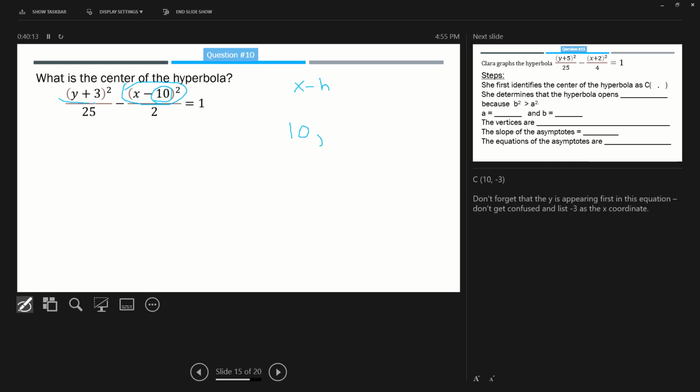And then we're going to move over here where the y is. And this should be in the form y minus k. Well, I don't see a minus. So k is going to need to be a negative 3, because when you subtract a negative 3, that becomes y plus 3. So we'll put that negative 3 right here. And this is the coordinate of the center of our hyperbola. Don't forget the y is appearing first in this equation. So go here to find the x coordinate. That's probably the biggest mistake.